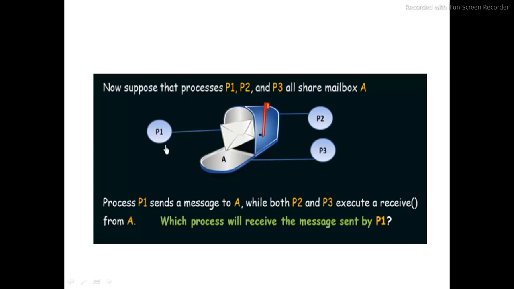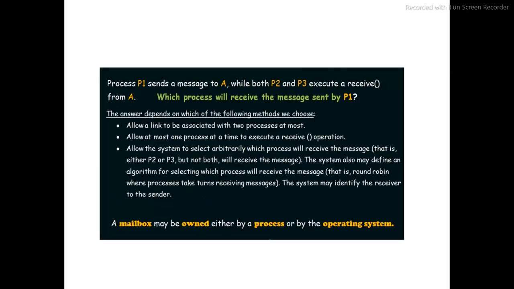Suppose P1 is sending a message to A, and P2 and P3 will receive it, because both are connected. Now which process will receive the message sent by P1? P1 is sending the message and there are two other processes sharing this mailbox. So who will receive the message first? That is a problem, and it depends on the following methods that we choose.